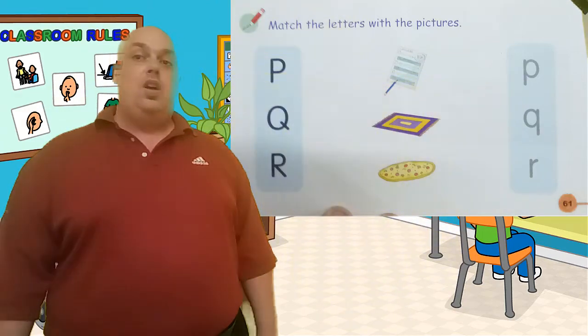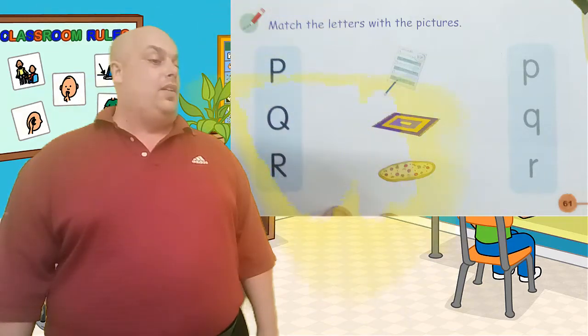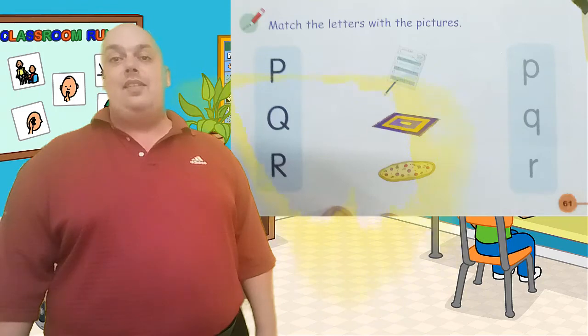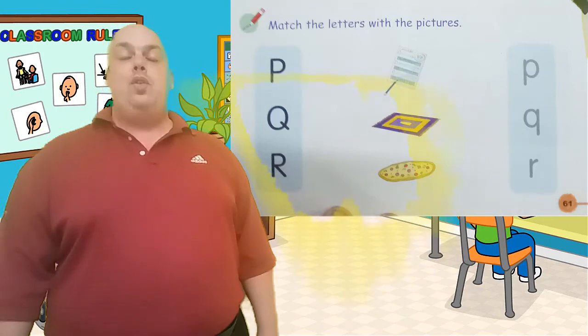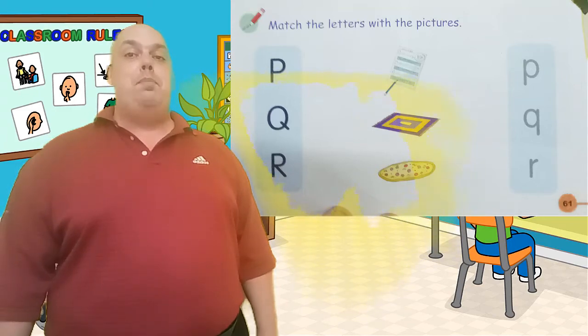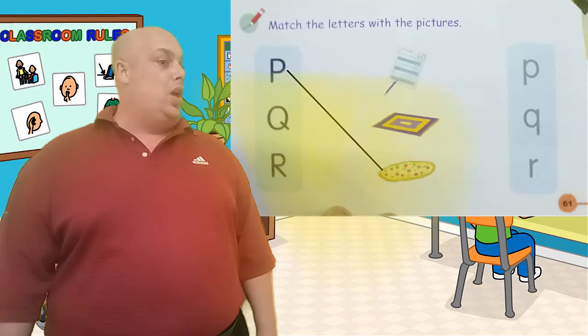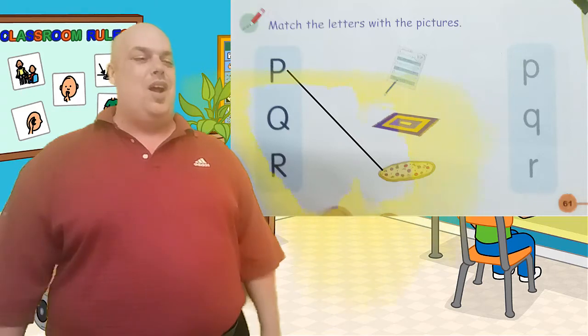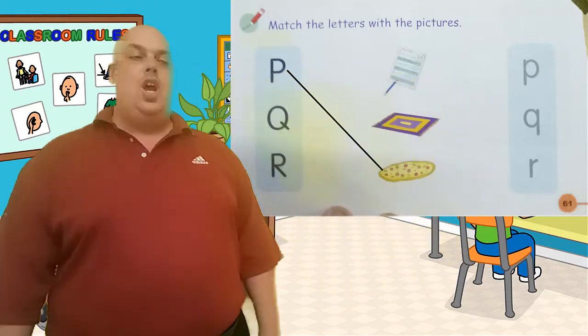Is it the quiz? Is it the rug? Or is it the pizza? But of course, it is the pizza. So I want you to draw a line from the big P all the way down to the pizza. Did you do it? Great job. Then we go to the Q.